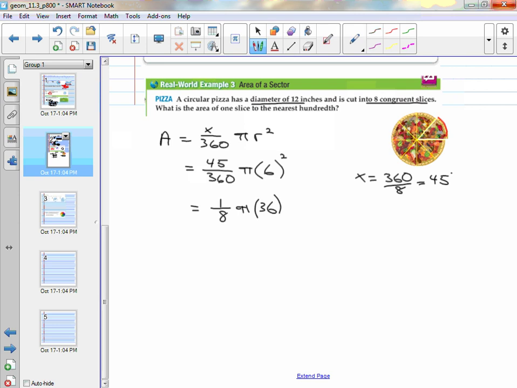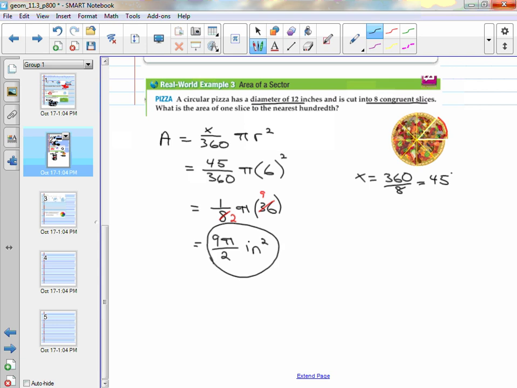What goes into both 8 and 36? Does 8 go into 36 evenly? 4. 4 does. How many times does 4 go into 8? Twice. How many does 4 go into 36? 9 times. So if I simplify this, 9 pi is in the numerator, 2 is in the denominator, over 2. What were we in? Inches squared. That is the exact area of that piece.